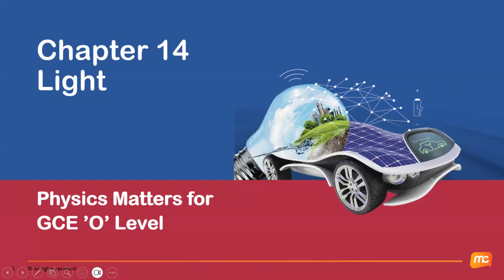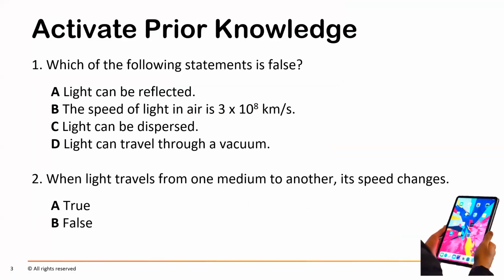Okay, today we are going to talk about light. The first part of light will be on reflection. So you have learned about visible light as part of the EM spectrum, and you have learned some properties about waves. So I'd like you to pause the video to think about these two questions.